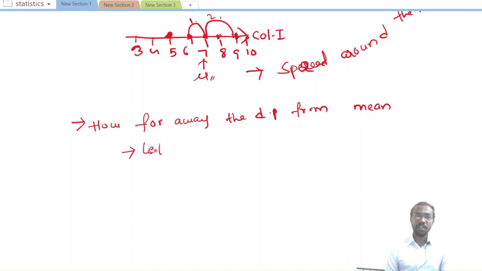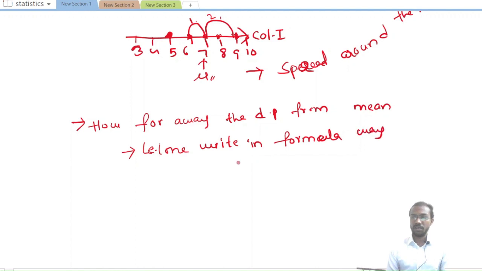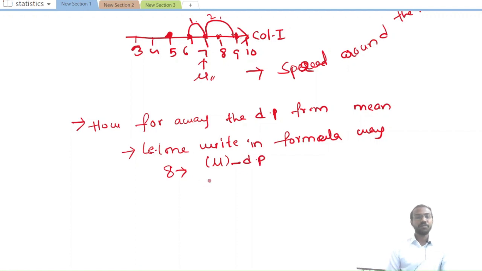Now let me write this in formula form. When we take the 8, we need the deviation between the data point and the mean. So mu minus data point, or data point minus mu. Both are the same, and here is where we face the issue. Which one is correct and which one is wrong?